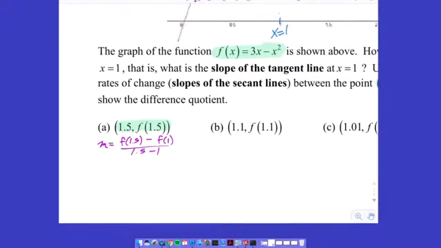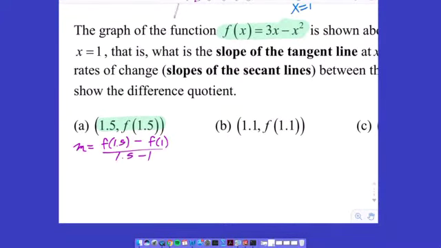Now look at the tedious calculations already. If I don't have a calculator, I would have to plug a 1.5 into this function to get the y value. I'm not going to do that. But back in the day, they would look forward to those kind of calculations.